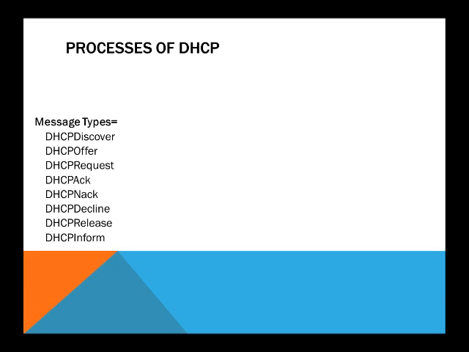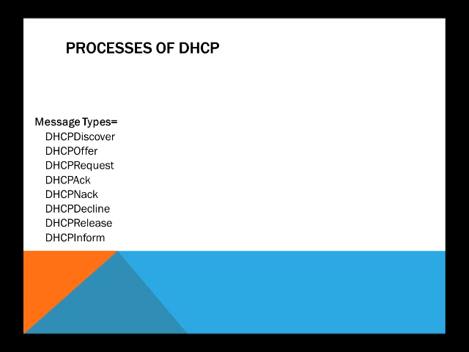The discover is where the client broadcasts a message to locate a DHCP server. Offer is where the server responds to the discover message, which would offer the configuration information. Then the request is where the client broadcasts a message to the server to accept its offer. Then the DHCP ACK is a message in response from the server confirming the client's IP address. DHCP NAK is a response from the DHCP server declining the client's request, and the decline is where the client declines an offered IP address.